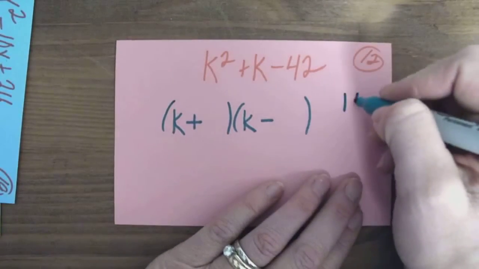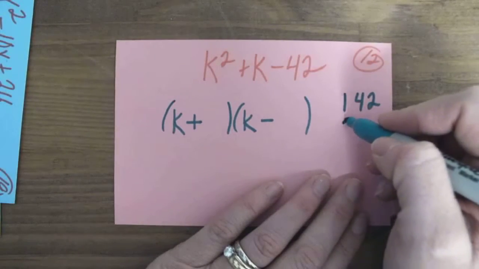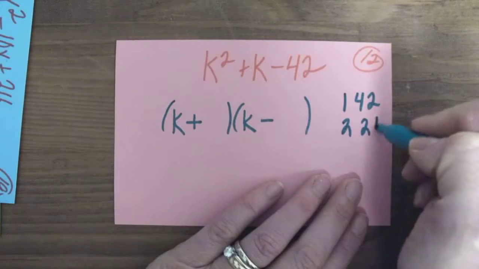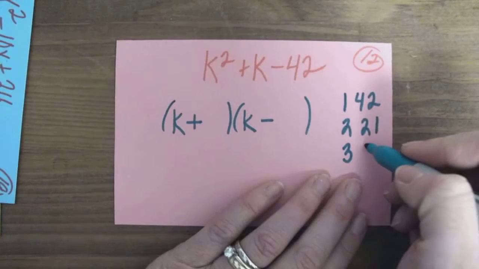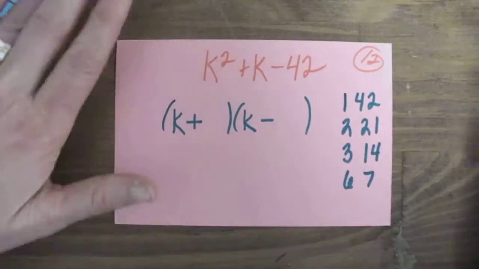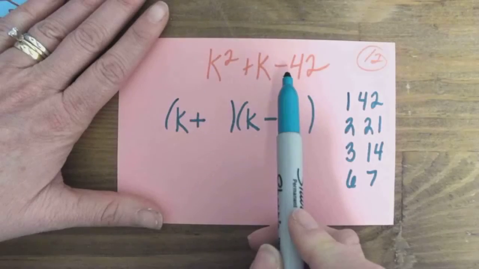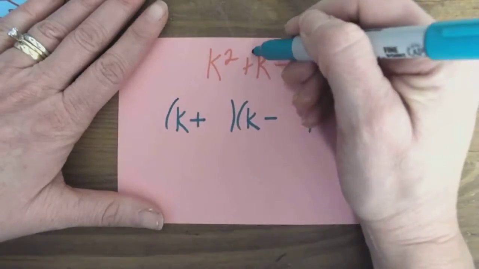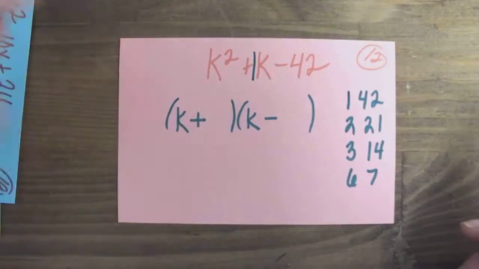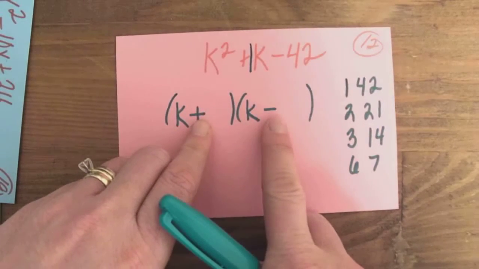I'm going to list over here the different ways to get 42, which is 1 times 42, 2 times 21, 3 times 14, and 6 times 7. Now, I need them to multiply together to give me negative 42, but combine to give me a 1 in there. It's a little tricky sometimes when one's positive and one's negative.